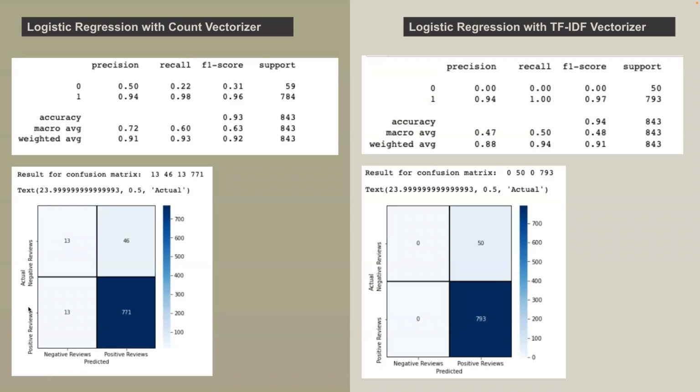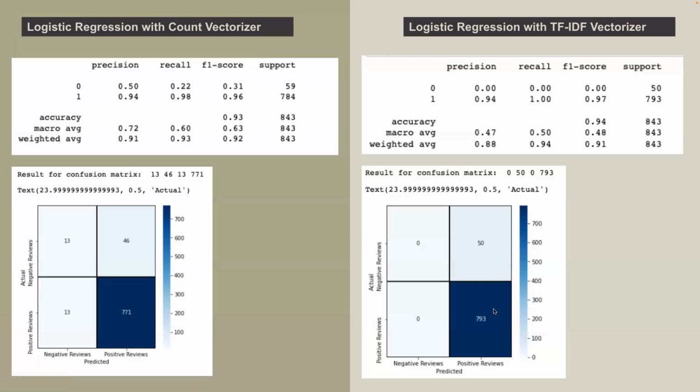But when we look at the confusion matrix, we have to understand what each block means. The top left corner, which is 13, is the true negative, meaning an actual negative is correctly classified as negative. The next one, 46, is the false positive, meaning an actual negative is incorrectly classified as positive. Then the bottom left corner, 13, represents the false negative, meaning an actual positive is incorrectly classified as negative. And the last one had the majority number, 771, which is the true positive, meaning an actual positive is correctly classified as positive.